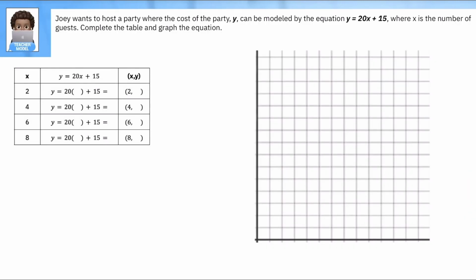Here's our model problem. Joey wants to host a party where the cost of the party, y, can be modeled by the equation y equals 20x plus 15, where x is the number of guests. Complete the table and graph the equation. All right, so I'm going to put our equation here on top. y equals 20x plus 15. x is the number of guests, and y is the cost of the party.